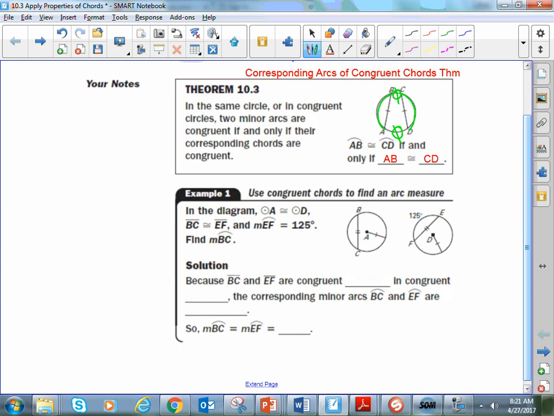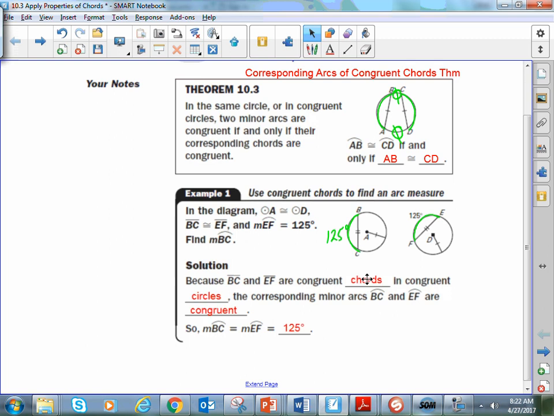So moving on, now that we understand that if I have congruent chords of congruent circles or the same circle, then their corresponding arcs also have to be the same. In this example, we see that circle A and circle D are congruent to each other because they have the same length radius. In the circle on the right, arc FE is 125 degrees. We know the circles are the same because the radius is the same, and the chords are the same because of the hash marks on them. So if arc FE is 125 degrees with a chord that is congruent to BC, then the arc at BC also must be 125 degrees. That's how we think our way through the problem.